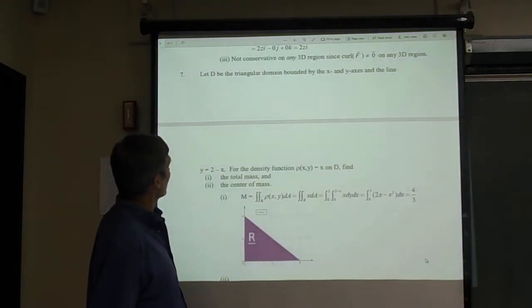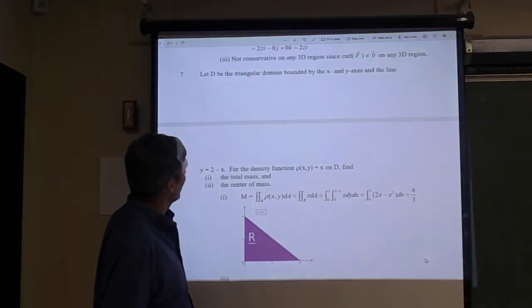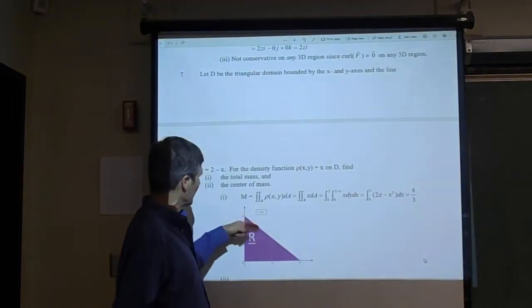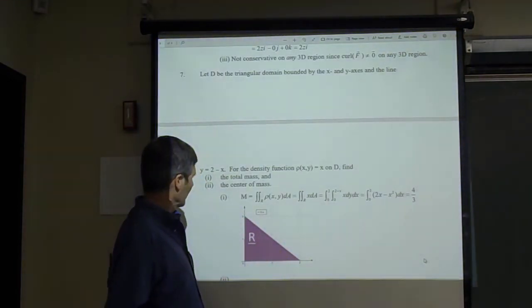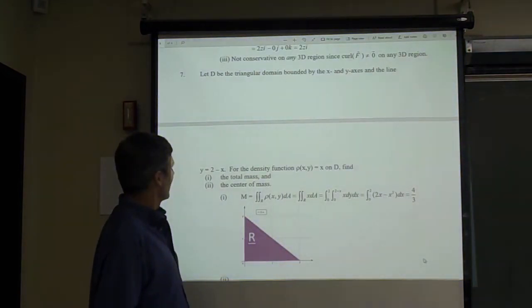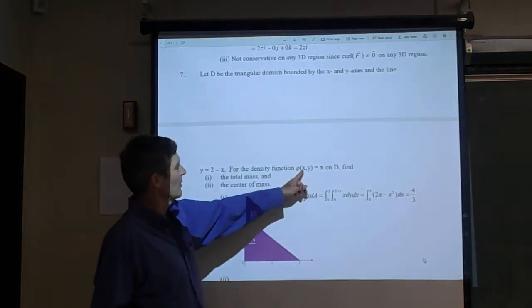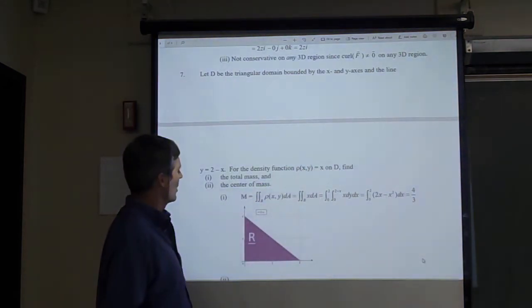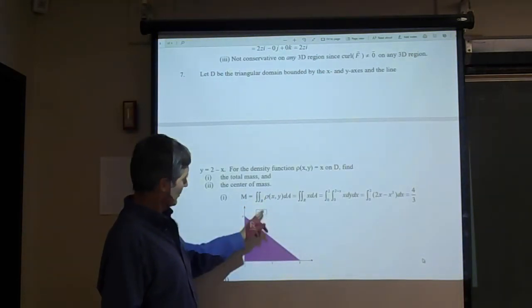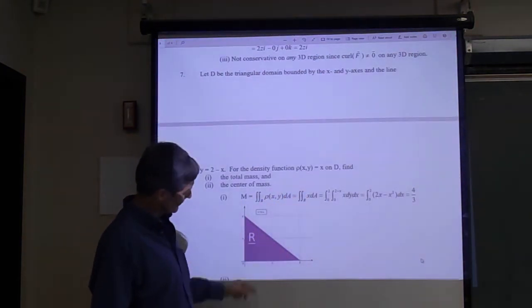Alright, about this one, we look at, let D be the triangular domain bounded by the x and y axes and the line y equals 2 minus x. So I colored it in here. Here's 2 and 2, it's that triangle. Suppose the density function rho of xy is a function of x alone, it's x. Find the total mass. So you should memorize for the test that the mass is just the integral of the density function. So I integrate x over this triangle.